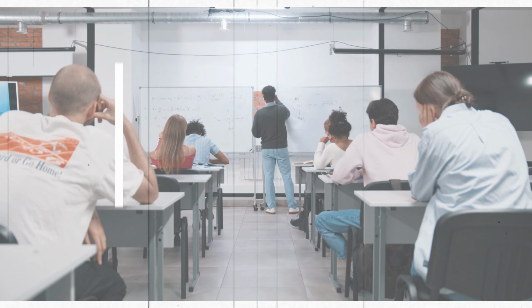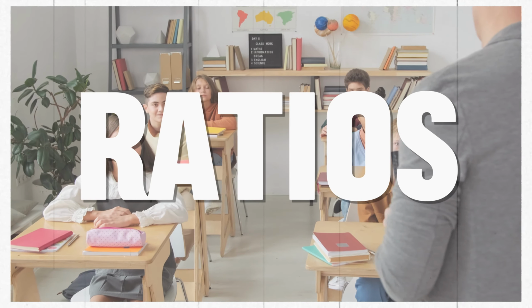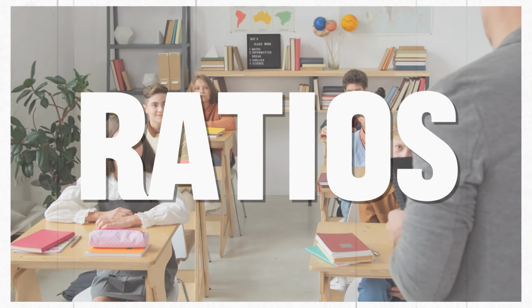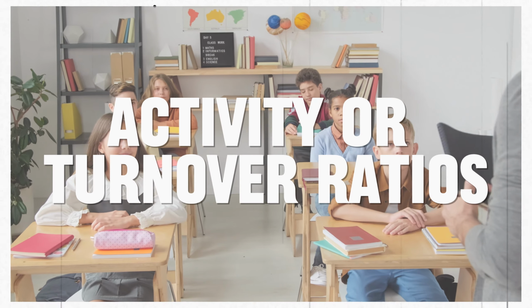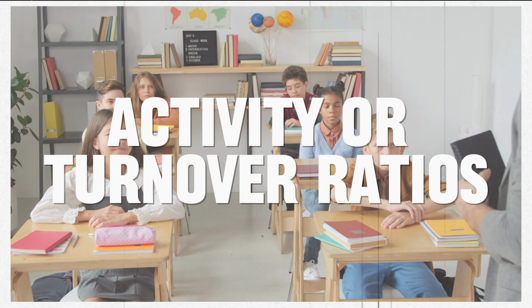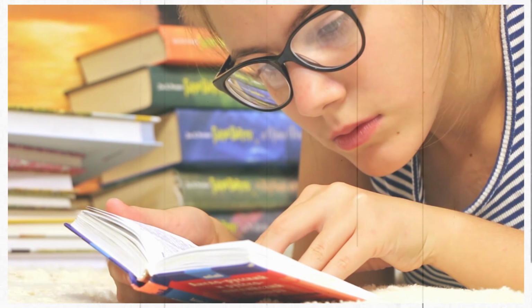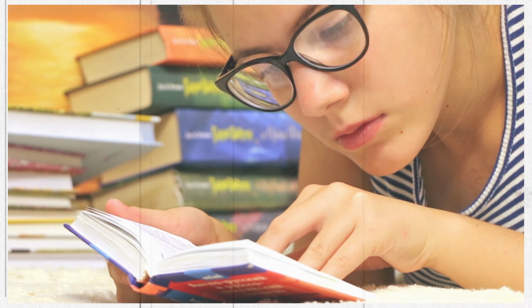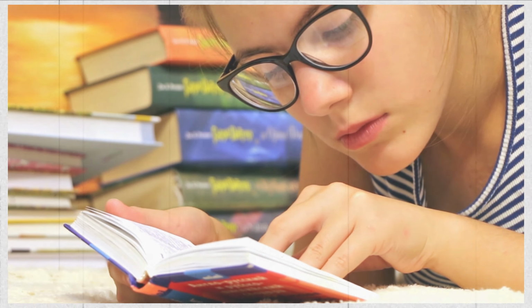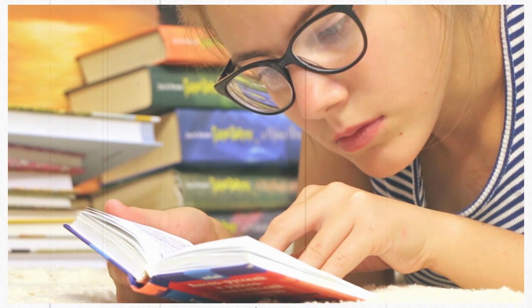Now, in the series of accounting ratios, we are here to study the next type of ratio, that is known as the activity ratios or the turnover ratios. In this, we'll first discuss how many ratios there are, and after that, we will analyze and study each of them separately.